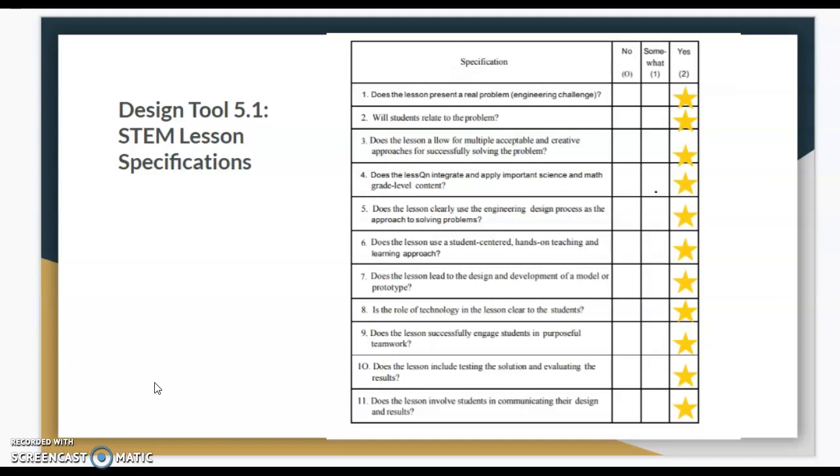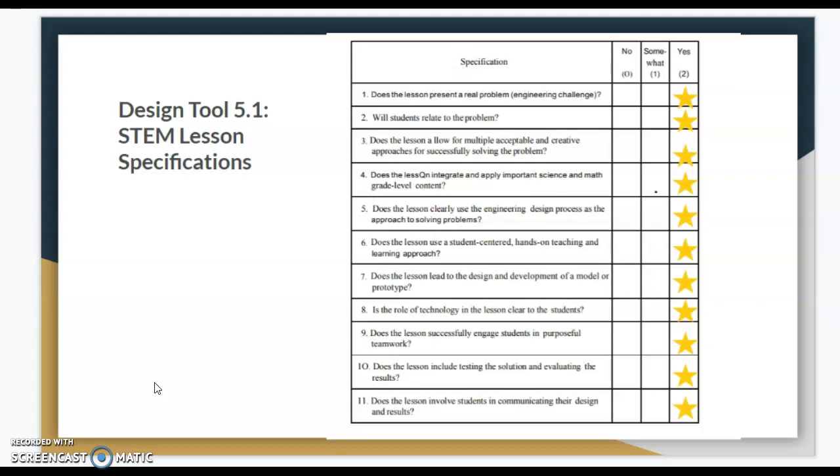Does the lesson allow for multiple accessible and creative approaches? Yes, because you could use different materials. Students would just have to realize that they would need certain materials in order for the circuit to flow, but they could use multiple materials in addition, and there's no right answer or correct way to do this.